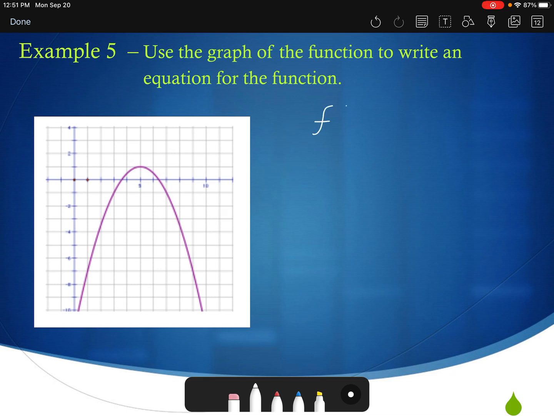Now we have this equation. Well, we know our parent is f of x equals x squared. And we're going to have to use, we have an A.